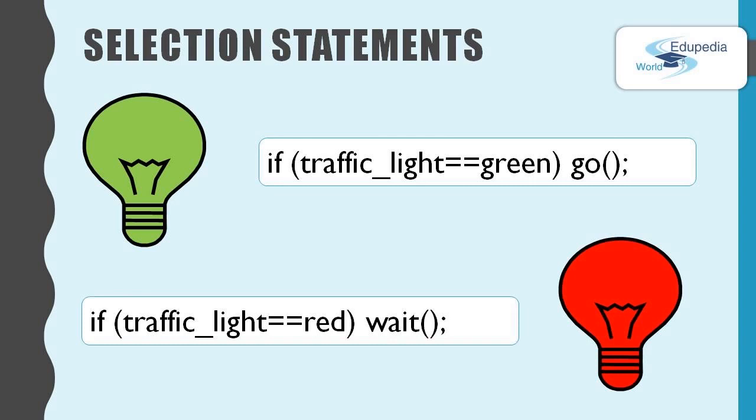To make this simpler, I'll relate this to a traffic light story. To cross the street at a traffic light, you have to wait for the light to turn green. If the traffic light is green, go, and if the traffic light is red, wait. In C++, that becomes something like this. If the condition traffic light is equal to green, then you execute the statement go. But if traffic light is equal to red, then you execute the statement wait.